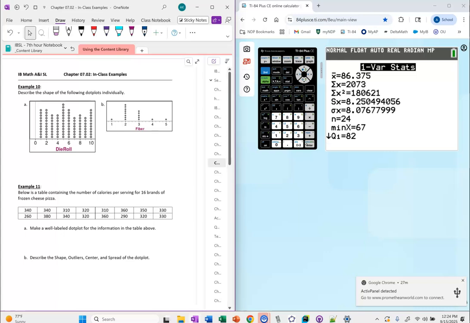What's the acronym that shape is part of? SOX, right? Shapes, outliers, center, spread is usually the criteria we use to describe a graph. So shape, skew left, right, or symmetric. Outliers, yes or no, like this value looks like it's really far away. Do you see any outliers on either of those two graphs? No, man. Everything looks pretty reasonably close to each other.